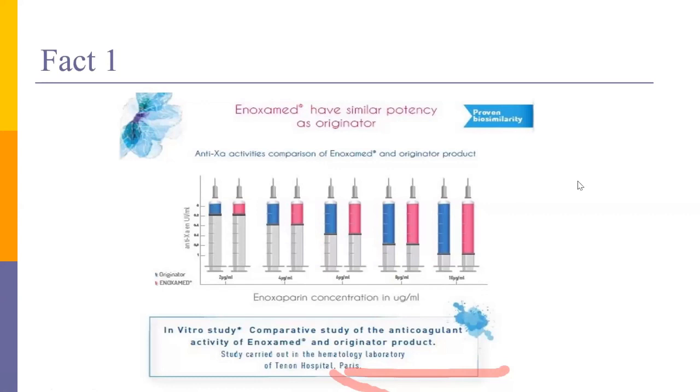So it was a similarity study, and just as you can see, at different concentrations the anti-factor 10A remained at the same levels for Enoxaparin, just like that of the originator brand, which is Clexane in this case. So with this, Enoxaparin has a similar potency to that of the originator. Next slide.